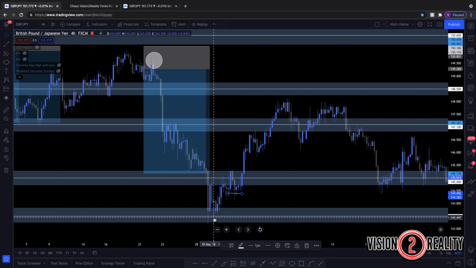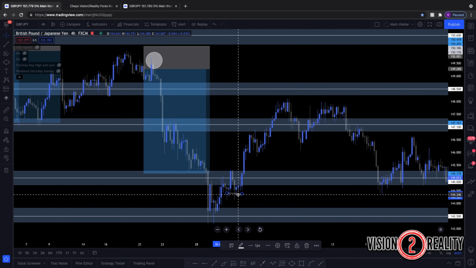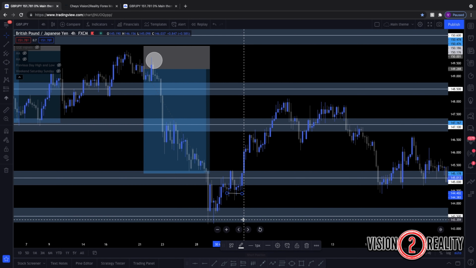But if you didn't catch it at this 143,500 level, wait for price to go up. Once it goes up, wait for it to retest and close. It's always important to wait for the close, guys. The close will tell you that price wants to do what you think it's going to do.